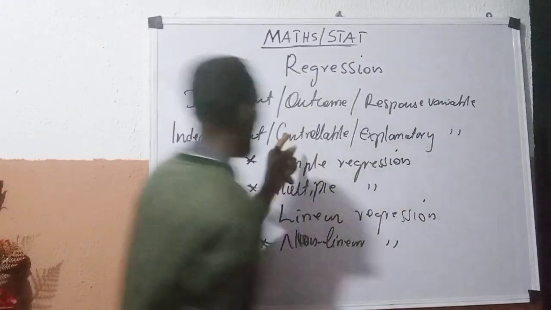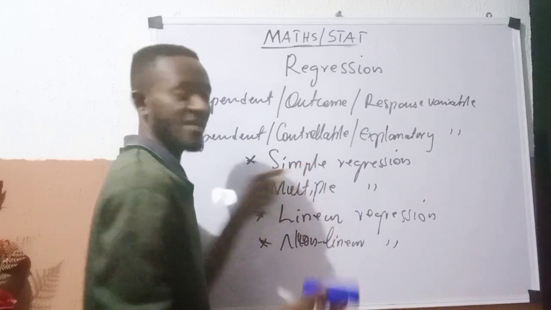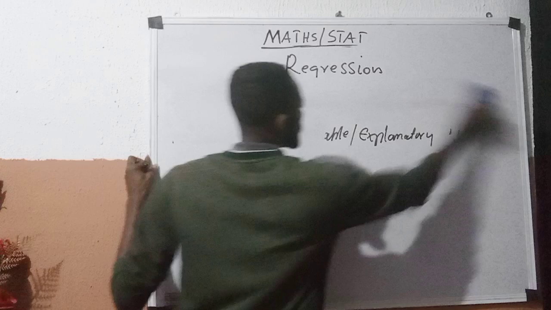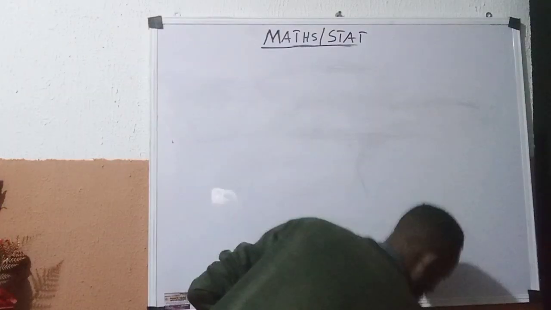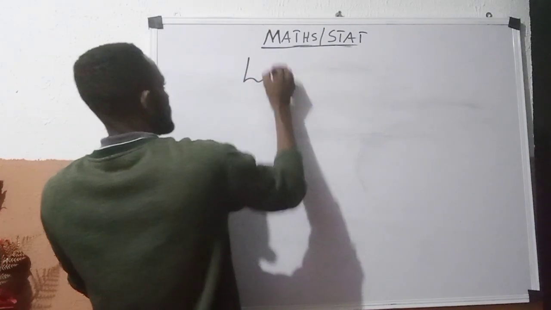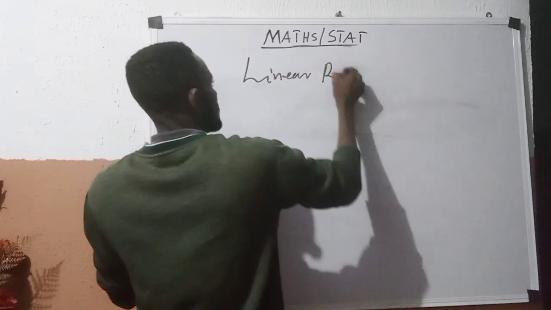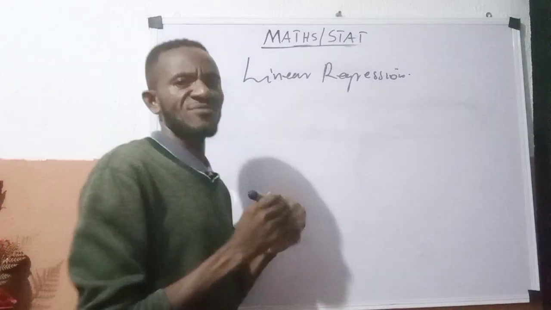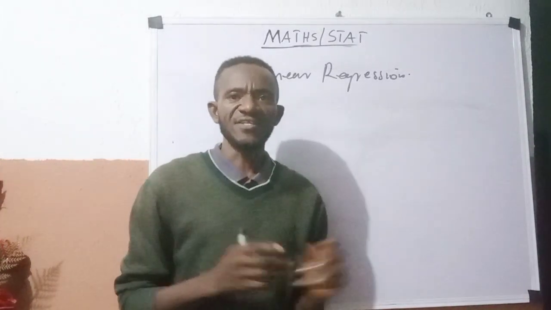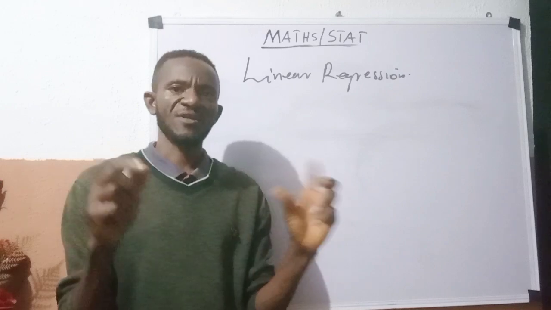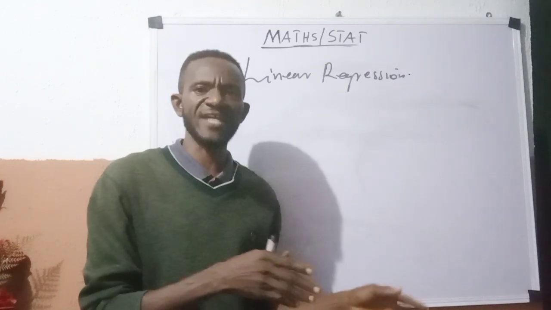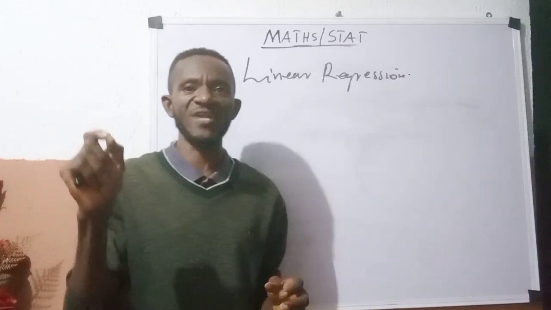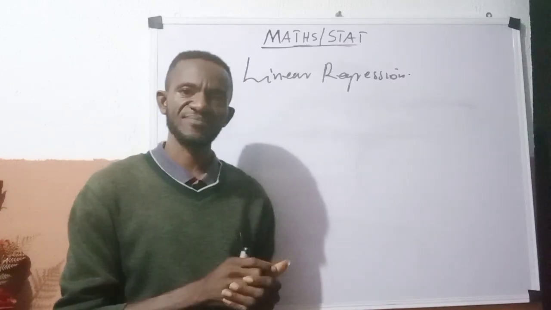So permit me to wipe the board and then write the linear regression. In the linear regression, like I earlier had said, the nature of the relationship that exists between the dependent and the independent variable is represented with a linear model or a linear equation.